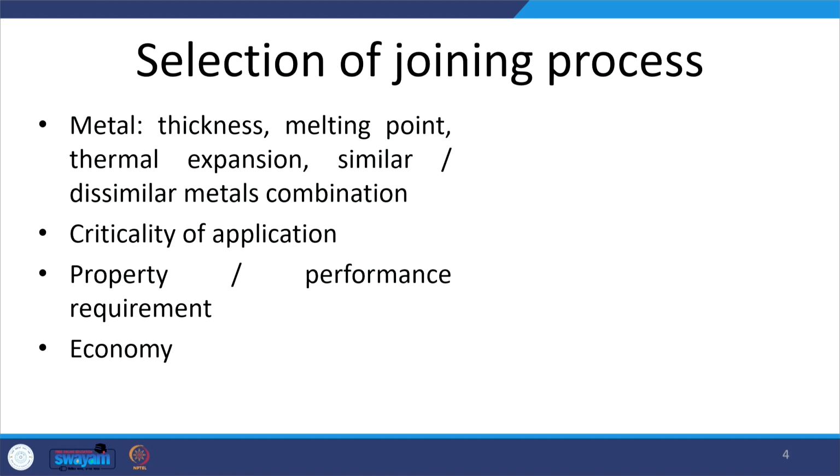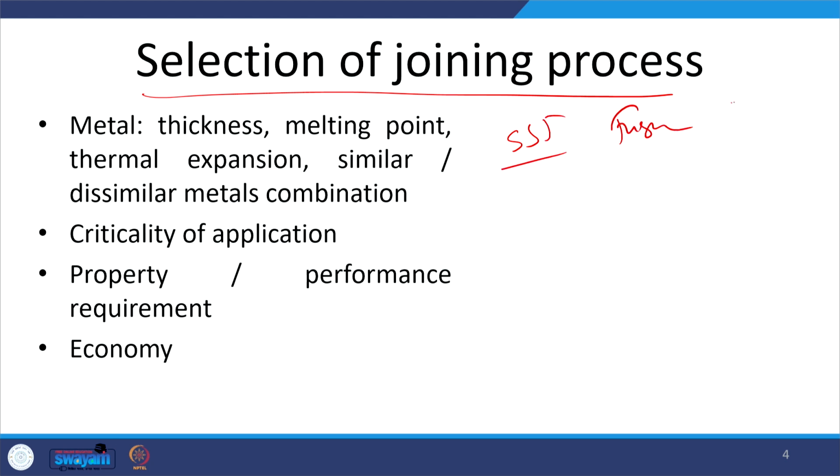Okay, so next is the selection of the joining process. We can talk about solid state joining as one, fusion joining as another, and solid liquid joining, like brazing and soldering, as another one. For solid state joining, it is important that the material preferably has lower strength and higher percentage elongation, especially for those solid state joining processes which are based on plastic deformation at the micro level.